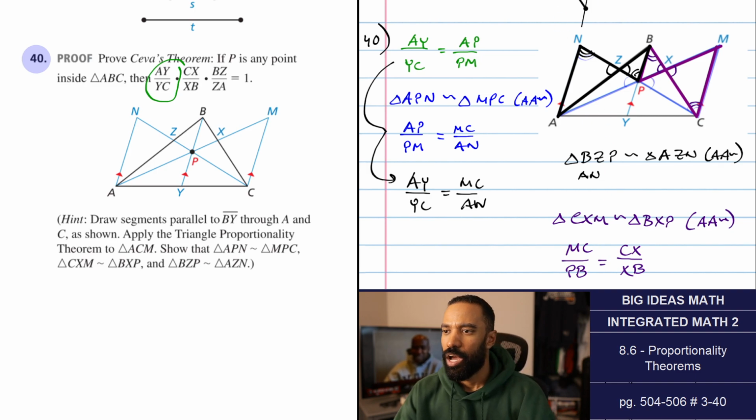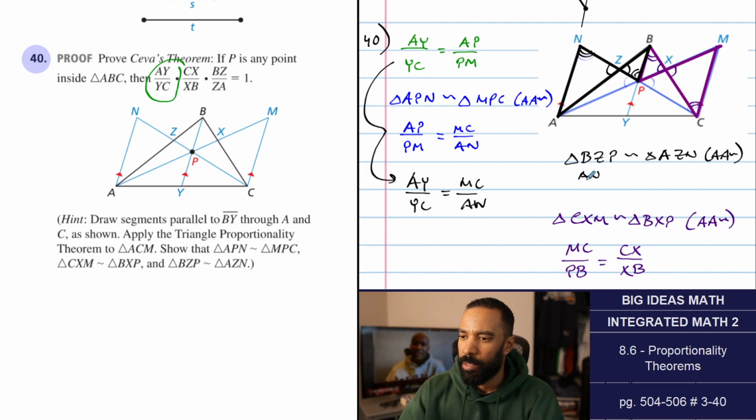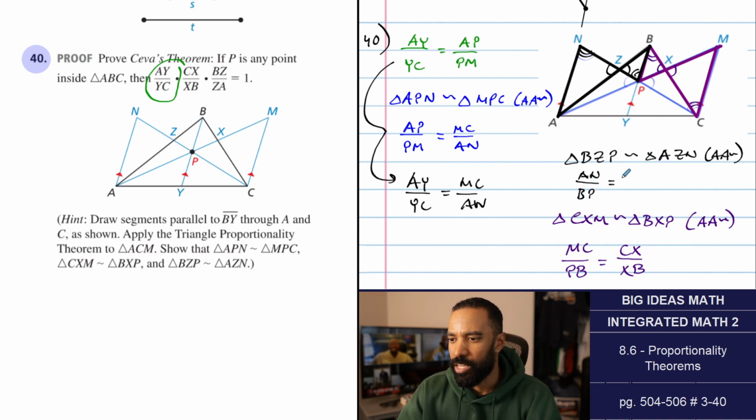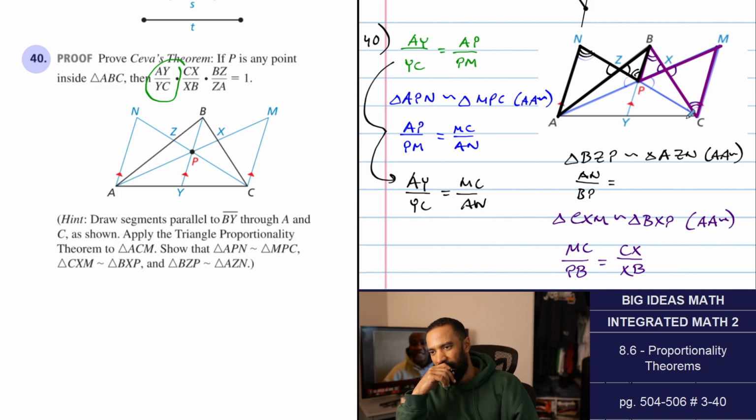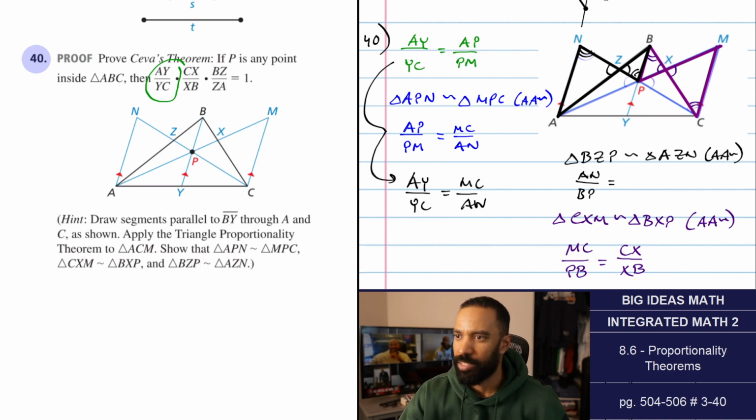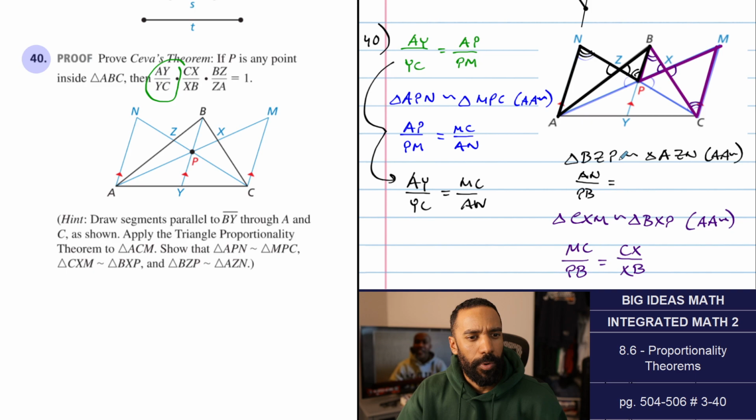I guess I can use that. AN over BP. BP is PB, equals... I guess I'll write it as PB, even though we don't write it the same way. AN over PB equals, and then what do we need?